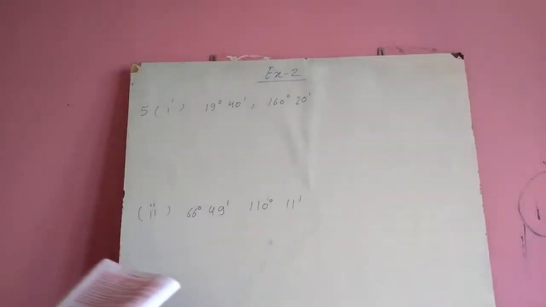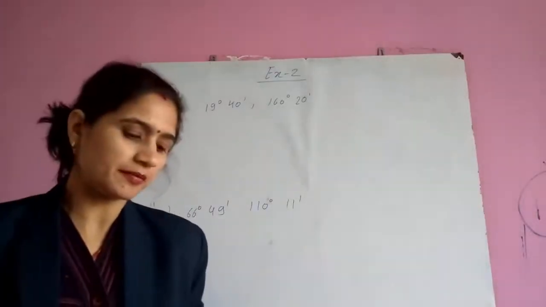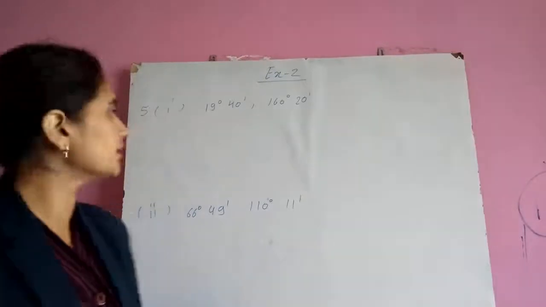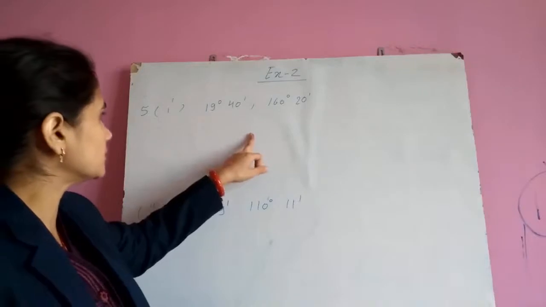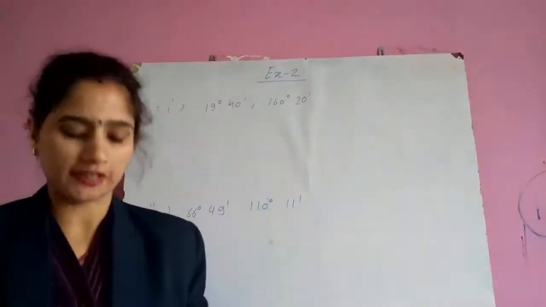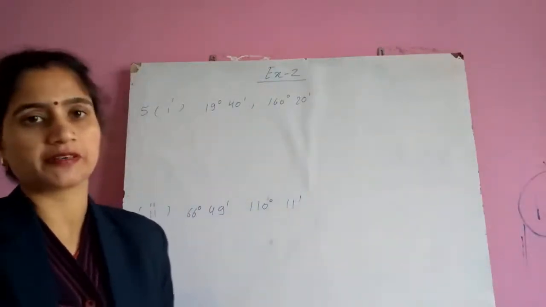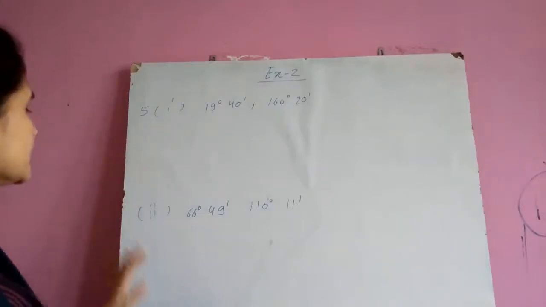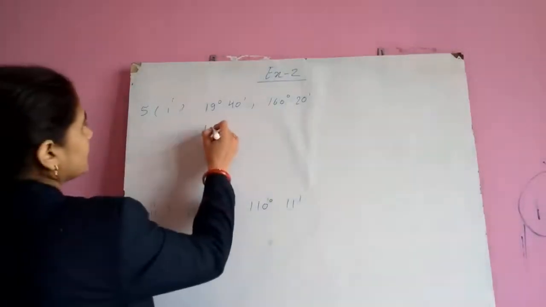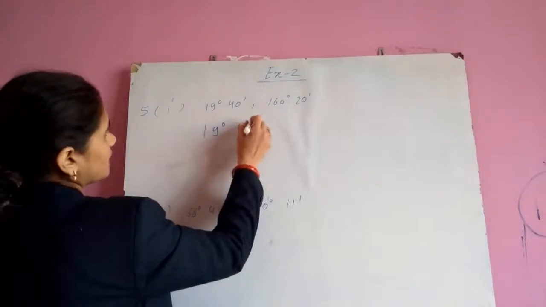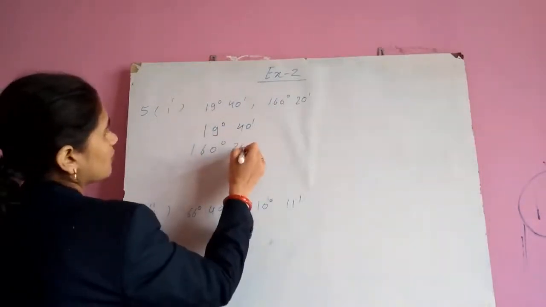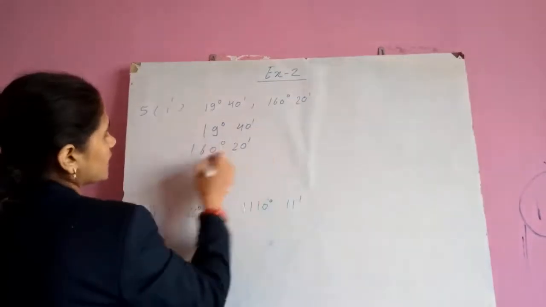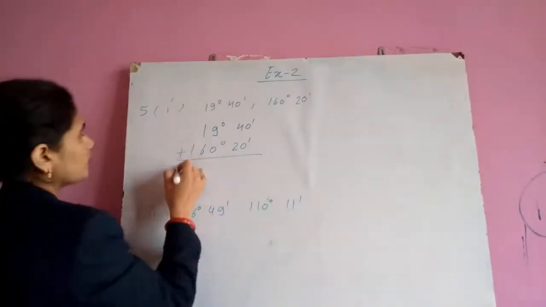Question number 5 is here. Choose the pair of supplementary angles. Students, two pairs are given. If the sum of these is equal to 180, it means these are supplementary. I am taking the first and second part. 90 degree 40 minute. Write this 160 below this degree and this 20 in the column of minute. Add both of these.